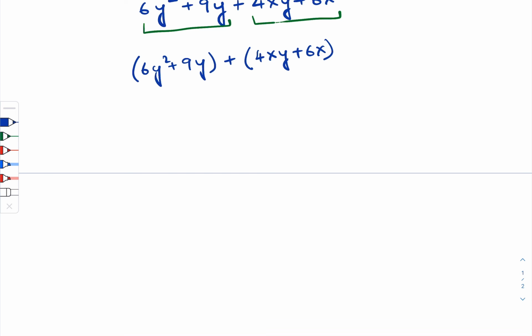Now I'm going to pull factors out of the first parentheses. The factor common to 6 and 9 is 3, and the y is common as well. So let's pull 3y out. That leaves me with 2y for the first term, and if I pull 3y out of the 9y, I'm left with 3. In the second expression, I can pull the x out, and I can pull 2 out, because 2 is common to 4 and 6. So 2x times, what's left behind is 2y plus 3.